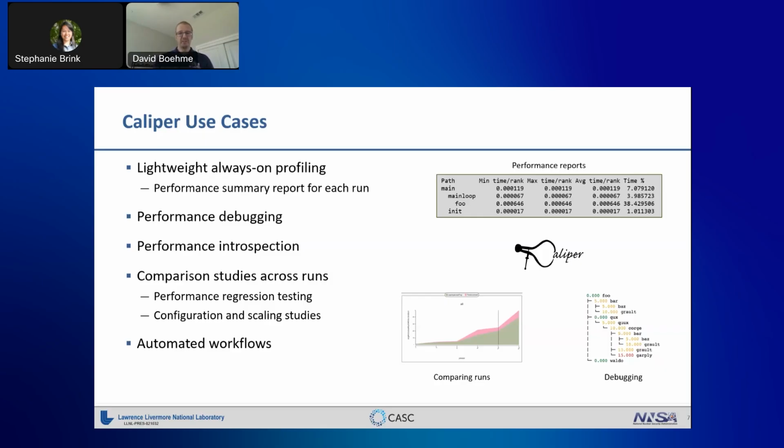One thing we use Caliper a lot for is performance comparison studies. That would be things like regression testing or scaling studies where you want to explore a large set of parameters that your program is running on, and then see how performance compares between different input sets, for example. It's also very good for automated workflows because, being a library in the program, it's easy to automate performance data collection.